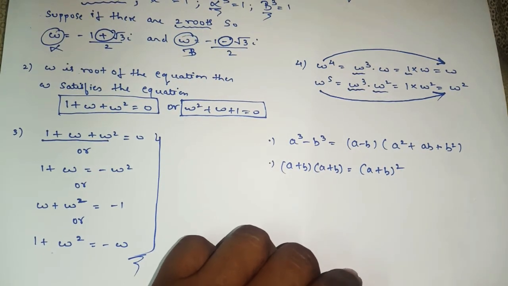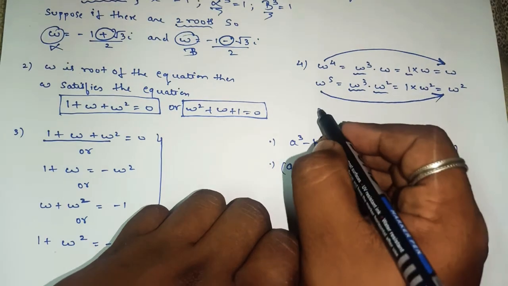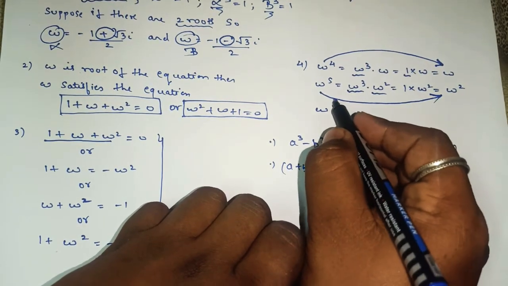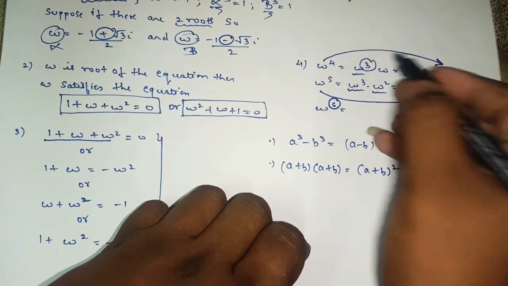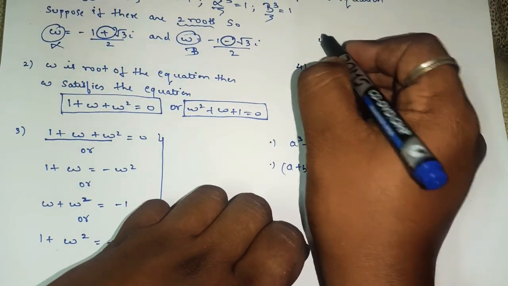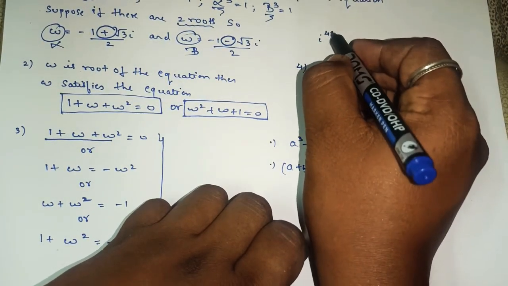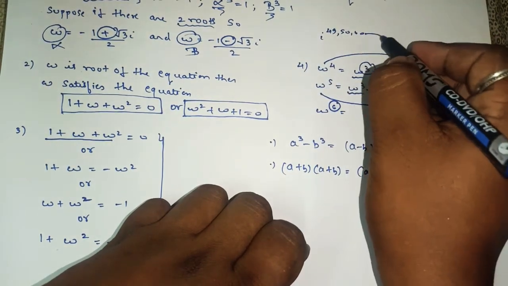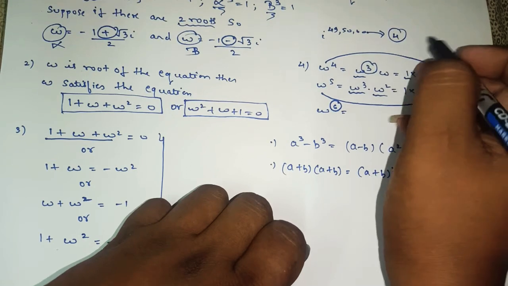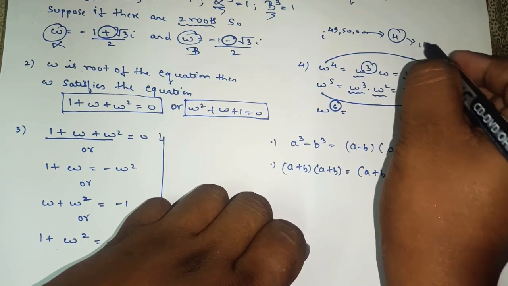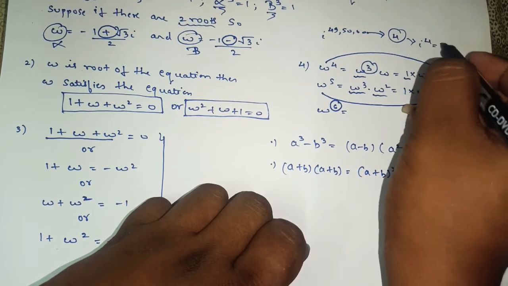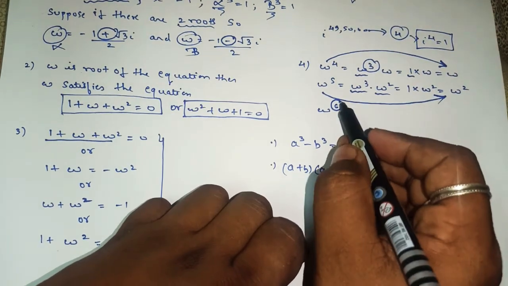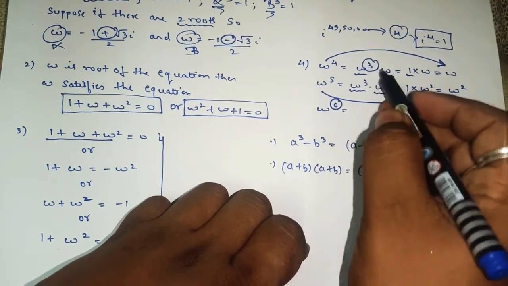Understood? Always, suppose here you have w raised to 6. Always try to break this number with respect to 3, as we used to do for i raised to 49, i raised to 50, 60. We used to break this number with respect to 4, yes or no? Why with respect to 4? Because we know that i raised to 4, wherever you will see, you will get 1. So here also you can break any number with respect to 3.